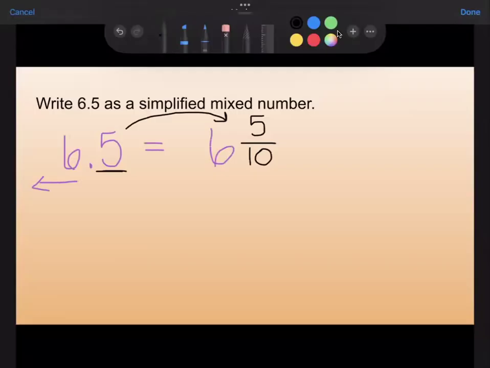Now I'm going to look and see if I can simplify 5 over 10. And I can if I divide both the top and the bottom by 5. So that would give me the 6 in the same place. That doesn't move. 5 divided by 5 is 1, and 10 divided by 5 is 2. So the simplified mixed number here would be 6 and 1/2.